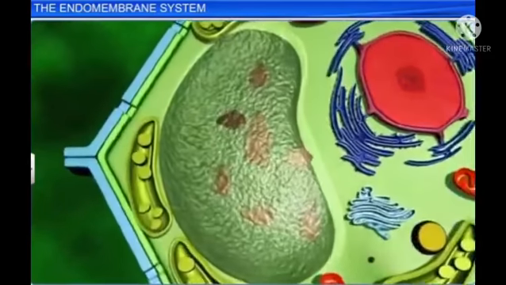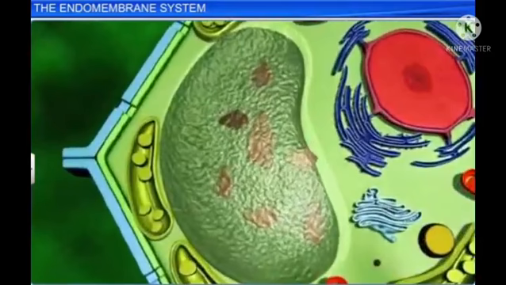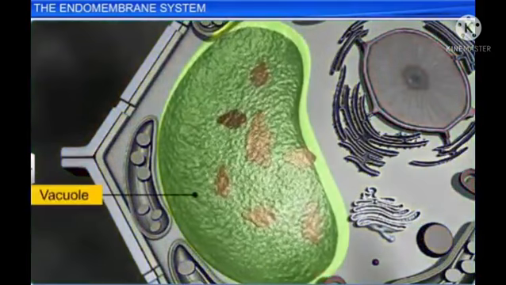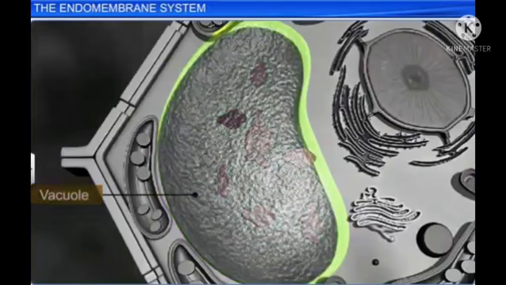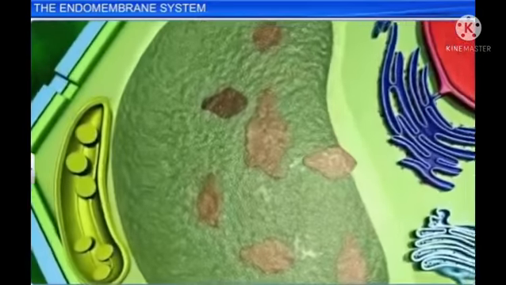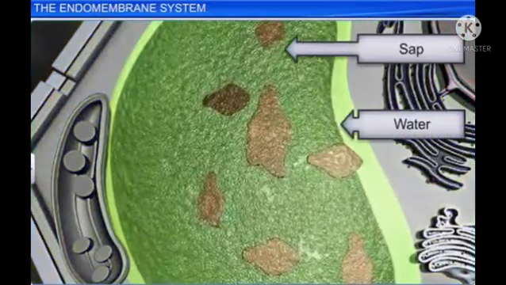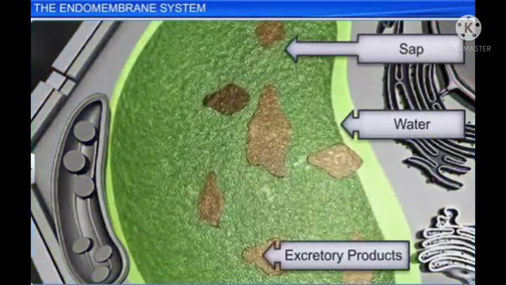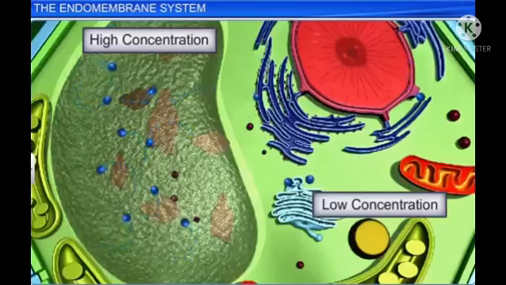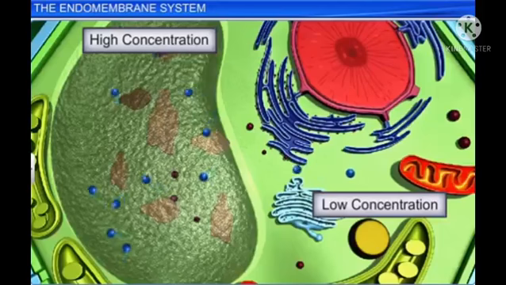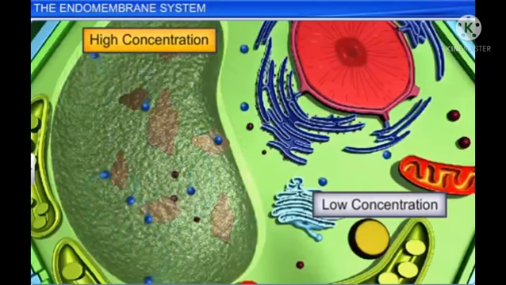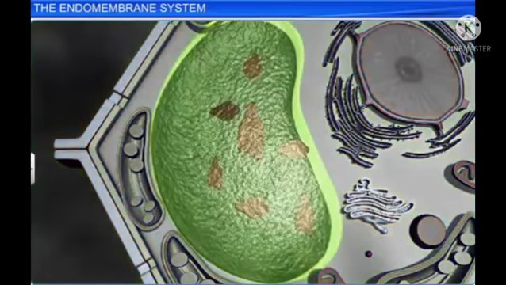Apart from lysosomes, the endomembrane system also comprises vacuoles. On the lobed inner membrane called tonoplast, a vacuole contains water, sap, excretory products, and other materials not useful for the cell. The tonoplast of vacuoles in plant cells aids in the transportation of a number of ions and other materials against their concentration gradients into the vacuole, which is one of the reasons for the higher concentration of ions in the vacuole. In plant cells, vacuoles can make up 90% of the volume of the cell.